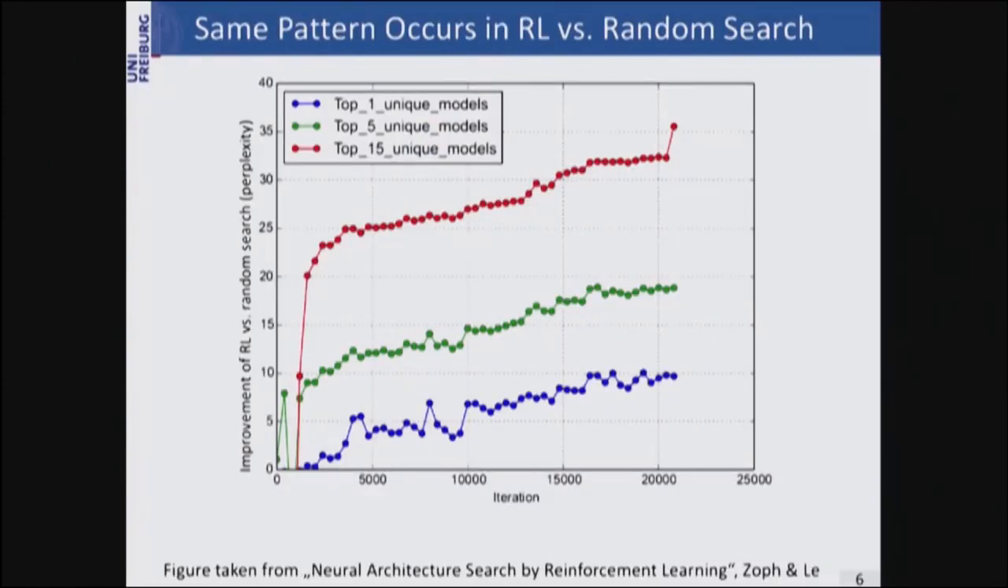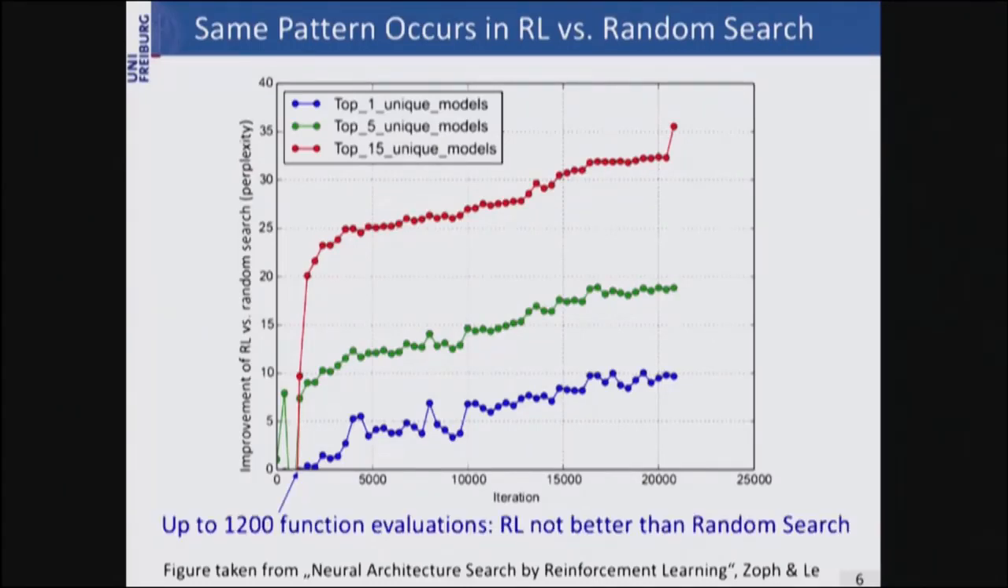Note that this is actually not only the case for Bayesian optimization. Here's a figure that Quark will recognize. It's from his paper, Neural Architecture Search with Reinforcement Learning. And we see that up to 1,200 function evaluations, reinforcement learning was not better than random search here. But with larger budgets, of course, there are greater and greater improvements. And that's what you would want from any reasonable optimizer. So this is a positive result.